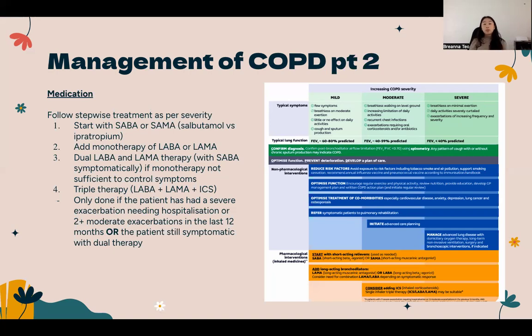And then there's specific criteria that need to be met to move on to triple therapy. So triple therapy is our LABA, LAMA, and ICS combination. And the only reason why we would do this is A, if the patient has had a severe exacerbation that's needed hospitalization, B, if they've had 2 moderate exacerbations in the last year, or C, if they're still symptomatic despite dual therapy as well.